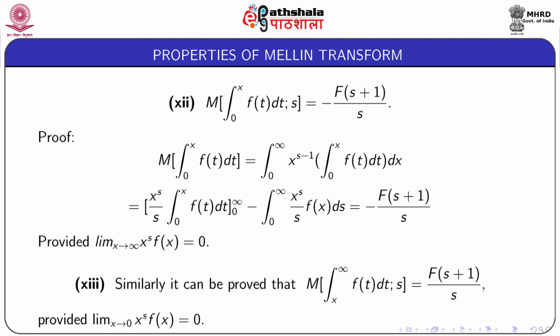In a similar fashion, it can be proved that the Mellin transform of integral from x to infinity f(t) dt is equal to capital F(s plus 1) by s, provided the limit x tending to 0 of x to the power s small f(x) is equal to 0. This can be proved in a similar manner by writing the Mellin transform of this function and then integrating by parts to get the Mellin transform of integral from x to infinity f(t) dt, that will be equal to capital F(s plus 1) by s.